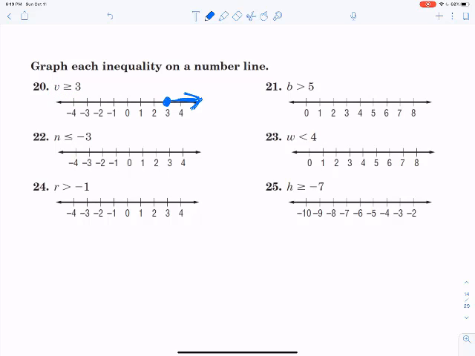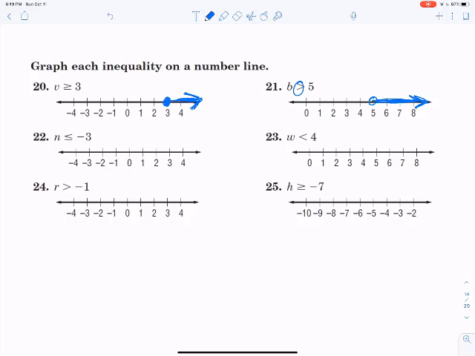So let's look here at number 21. It says b is greater than 5. So I go to 5 and I put an open circle. Because it's just a greater than, we leave it open because 5 does not make it a true statement. It must be greater than 5. And then I shade in the graph to the right.